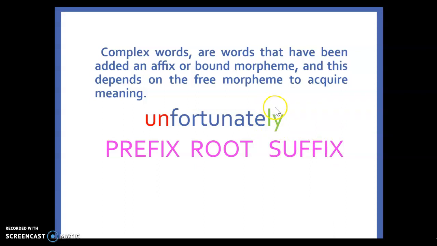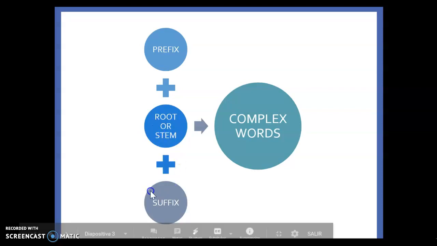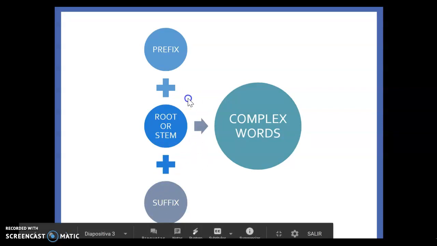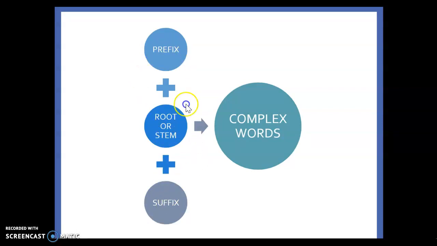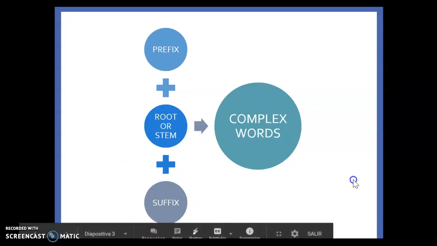We have several words in English containing these structures or different structures with prefixes and suffixes. Let's see. If we analyze, a complex word is made up of a prefix, a root, or stem. It could be called both stem or root, depending on the author, and the suffix. But we can have a complex word containing only prefix and root, or only root and suffix. That depends on the morphology of the word.